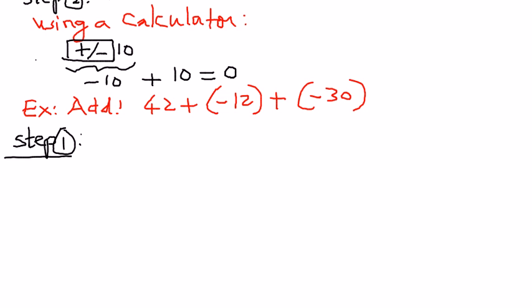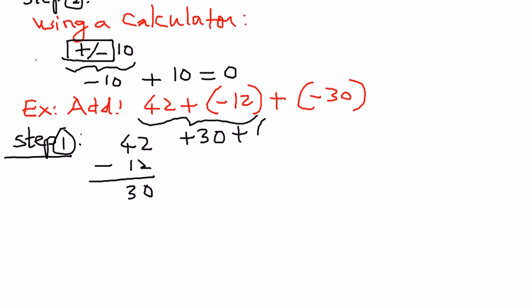Step number 1. We add the first two numbers. The first two numbers are 42 and -12. When we add -12 to 42, we can do it this way: 42 minus 12. 2 minus 2 is equal to 0. 4 minus 1 is equal to 3. So therefore 42 plus -12 is equal to +30, and then we're going to add -30 to that number.